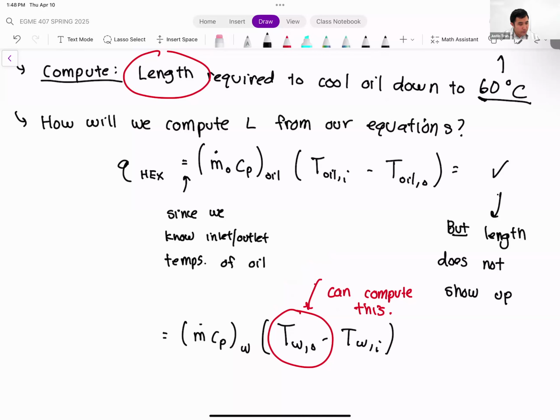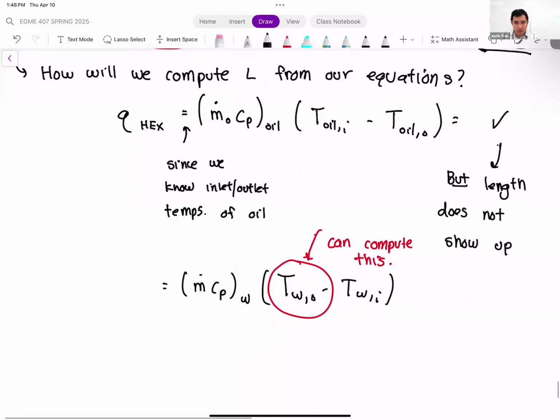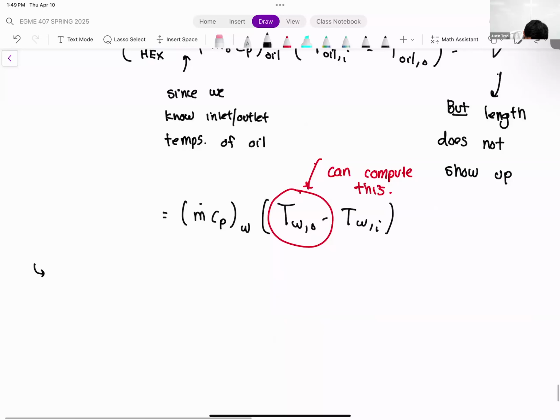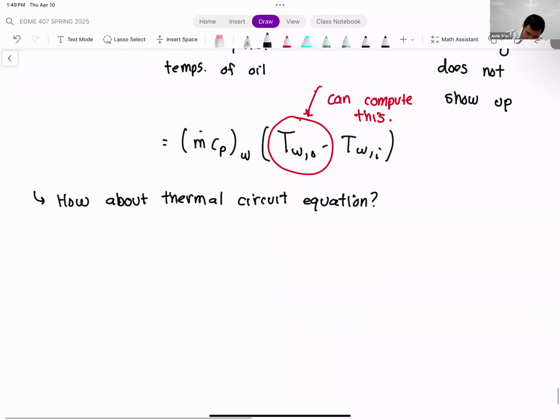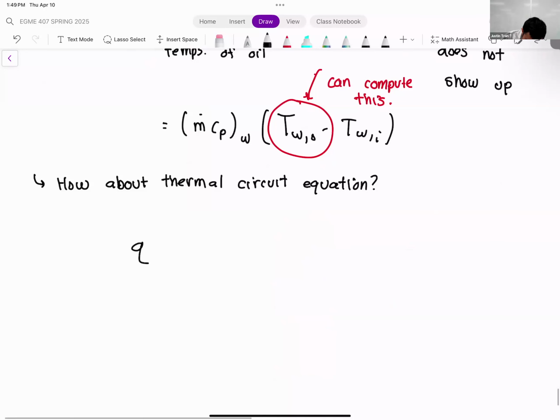Okay, so let's try something different. Let's come up with another equation that we can use to solve for L. So how about our thermal circuit equation? For our thermal circuit equation, we have Q hex is equal to delta T log mean divided by the sum of the resistances.